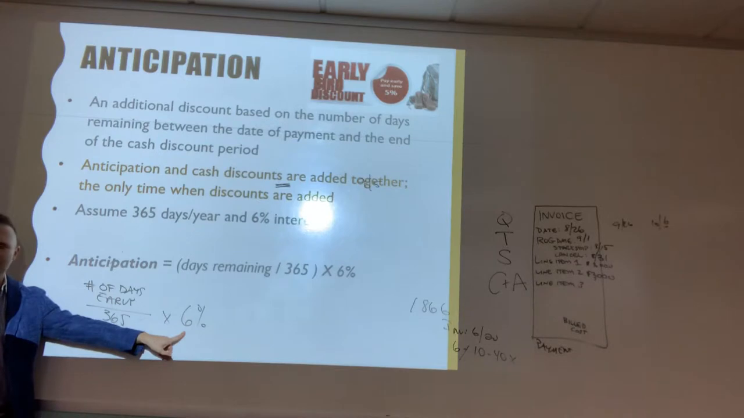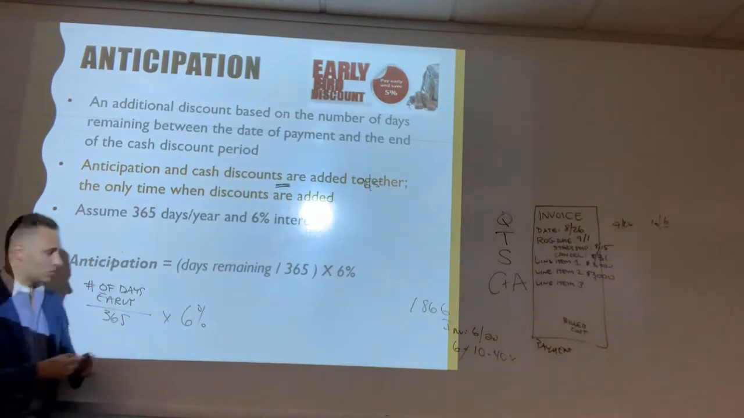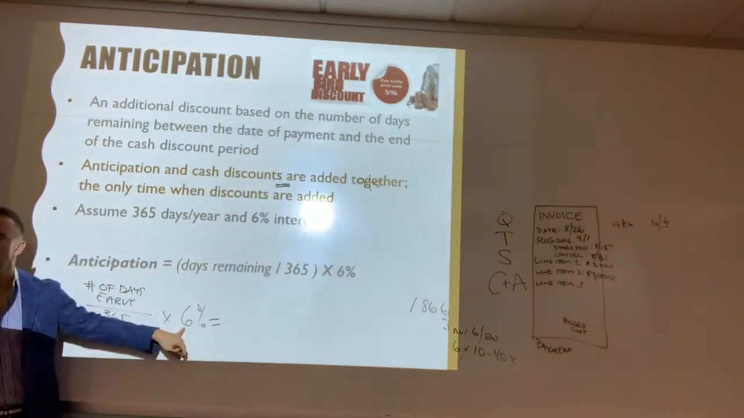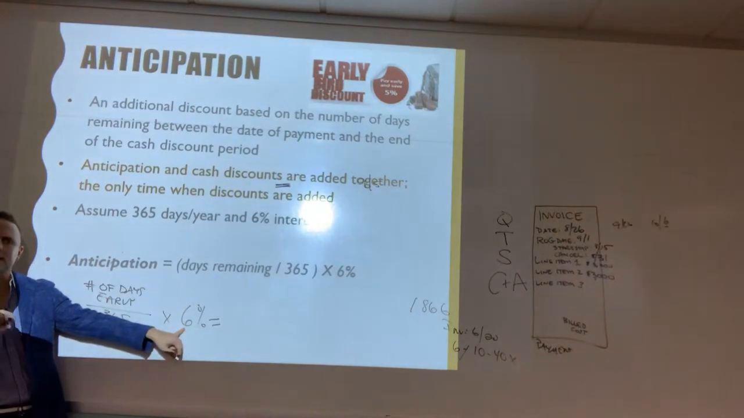Why such a giant number? If you and I are only making 2% on our bank accounts, why such a giant number? Absolutely, yes. The answer is going to be added to cash discounts, yes. But why is this number so giant? You and I are only making 2% on our bank accounts. Why is this number so big?